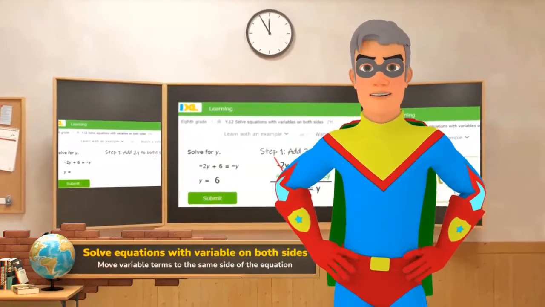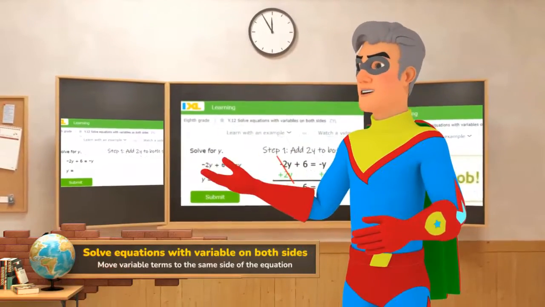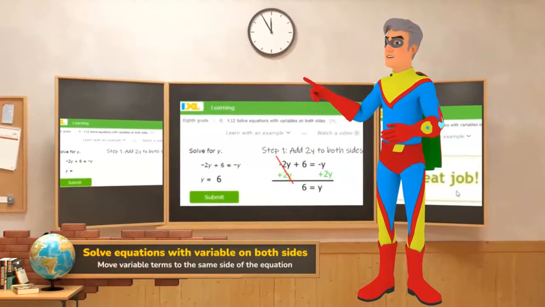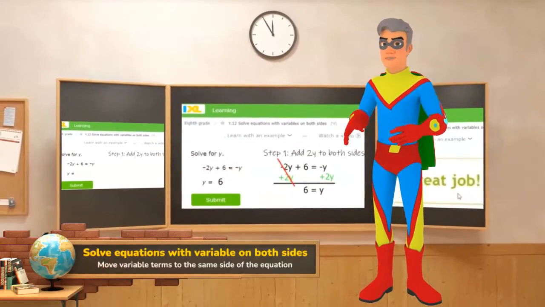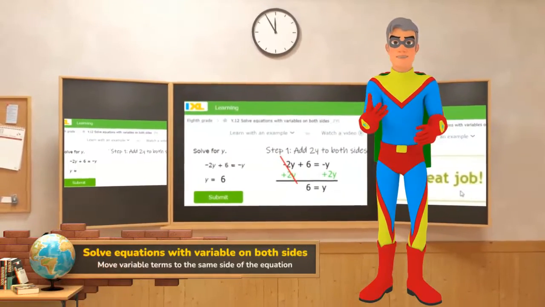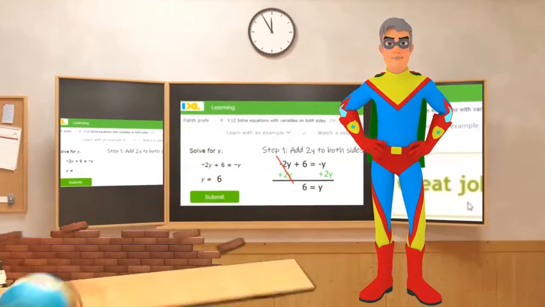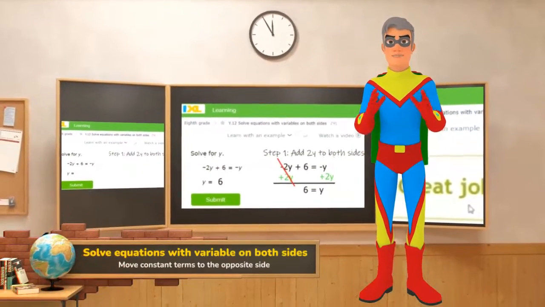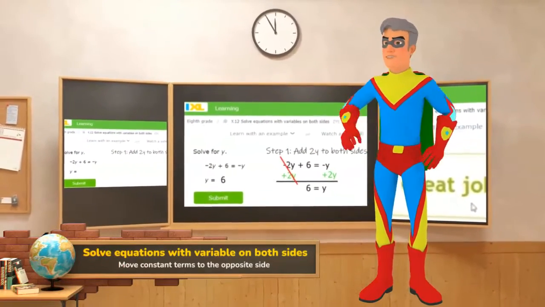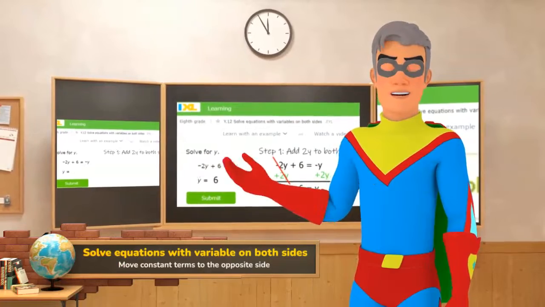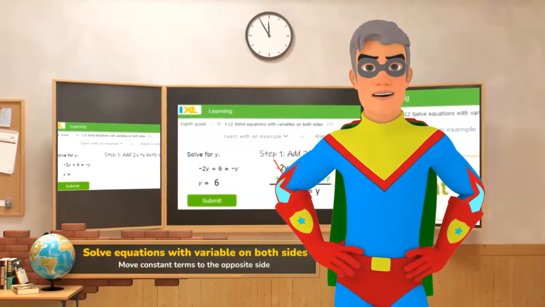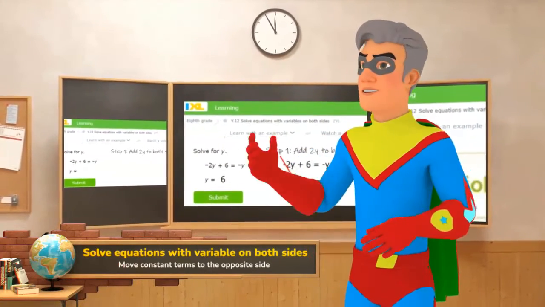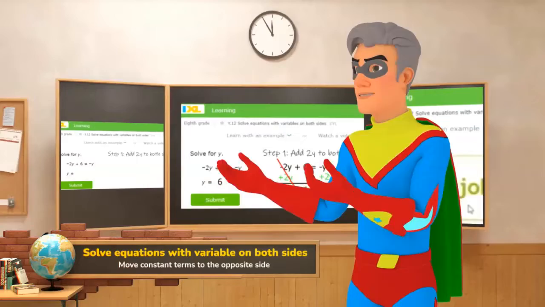We have negative 2y plus 6 equals negative y. Our first step is to add 2y to both sides. Negative 2y plus positive 2y is a zero pair, which equals 0. This leaves the constant 6 by itself on the left side of the equation, and it leaves y by itself on the right. 6 equals y is the same as y equals 6. That's our solution. Great job.